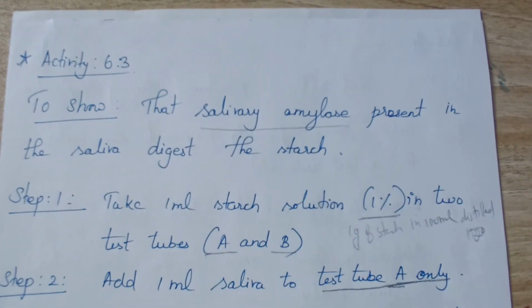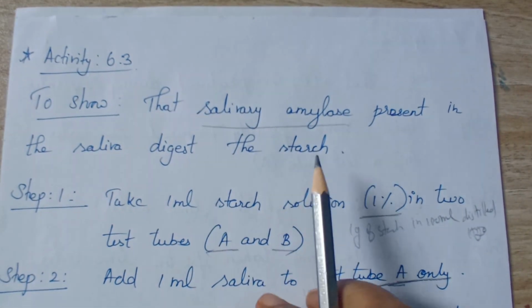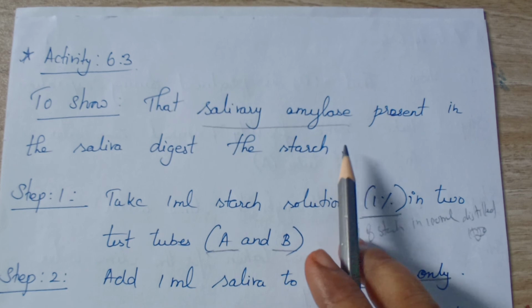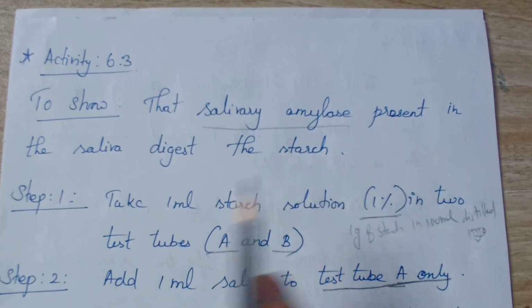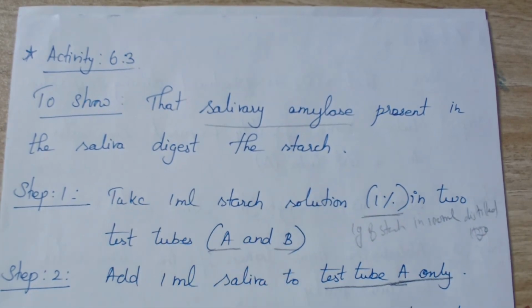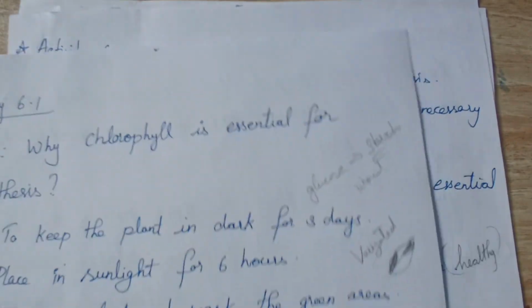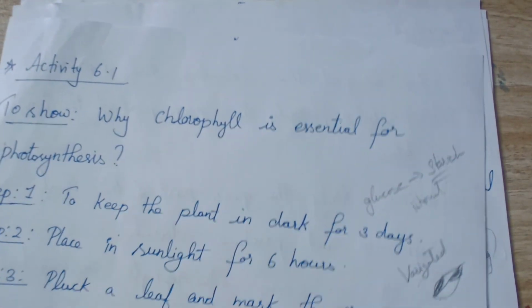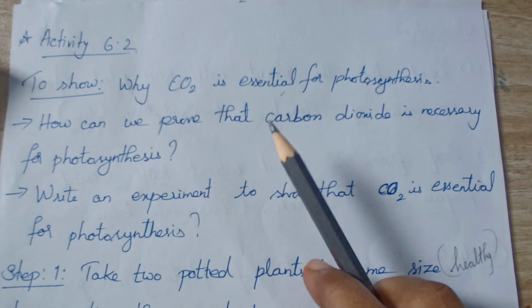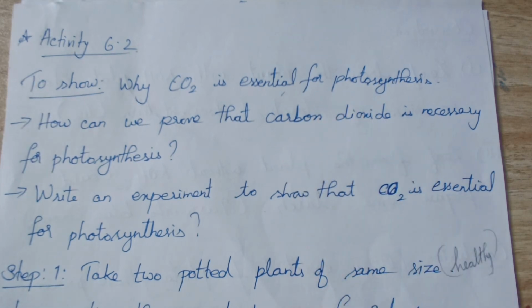And you remember activity 6.3 talks about the nutrition process. What is happening in the nutrition process? Salivary amylase present in the saliva digests the starch. And activities 6.1 and 6.2 show why chlorophyll is essential for photosynthesis, and why carbon dioxide is essential for the photosynthesis process. Clear? Thank you.